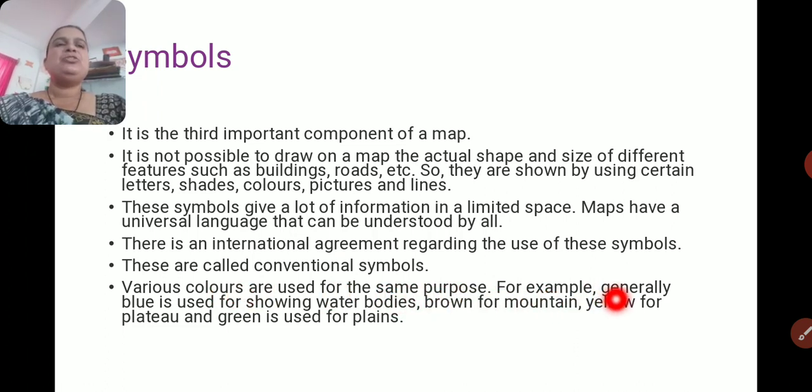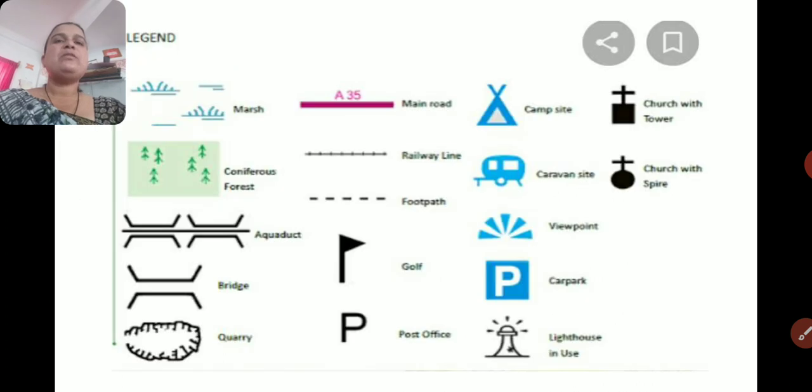For example, generally blue is used for showing water bodies. If you go to South Africa, you will find that in the map too, blue is used for water. Brown is used for mountains, yellow for plateaus, and green for plains. So these symbols are used by all countries for the same purpose of locating things. These symbols are called conventional symbols.